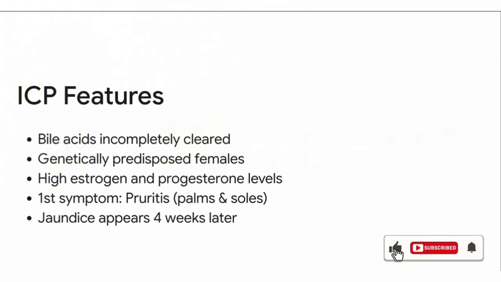progesterone. And what is the absolute classic first symptom? Pruritus. Intense, uncontrollable itching, but not just anywhere. It has a very strong predilection for the palms and soles, and it is almost always worst at night. That is a massive exam pearl. Then, usually about 4 weeks after the itching starts, the patient will actually develop jaundice.